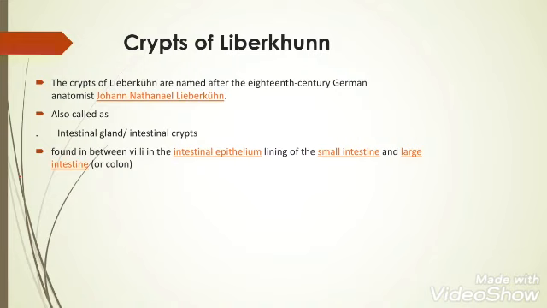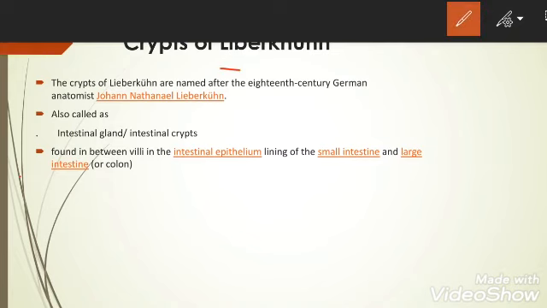So the basic thing which you have to know about crypts of Lieberkühn is that Lieberkühn is actually named after the 18th century German anatomist Johann Nathanael Lieberkühn. This is how we get the name crypts of Lieberkühn, soon after the naming of the German anatomist.